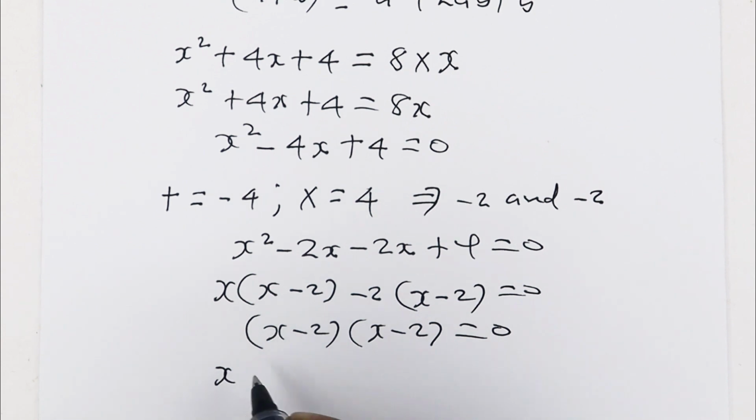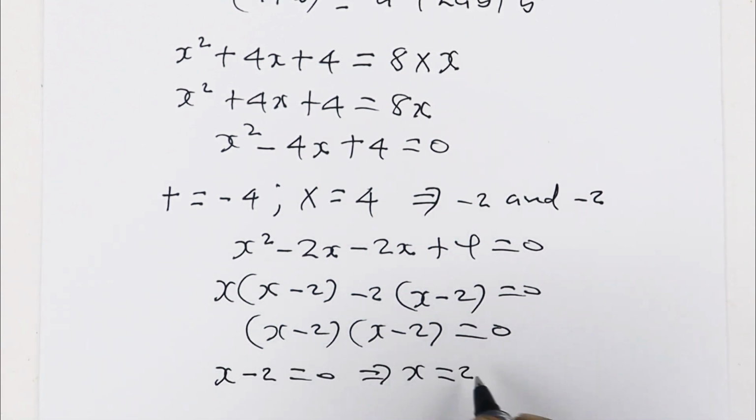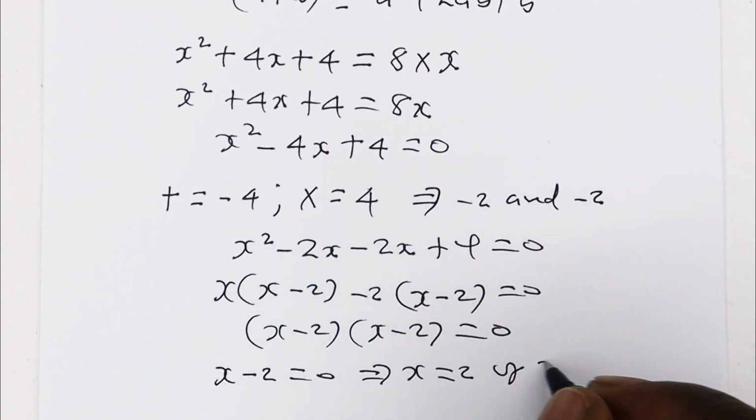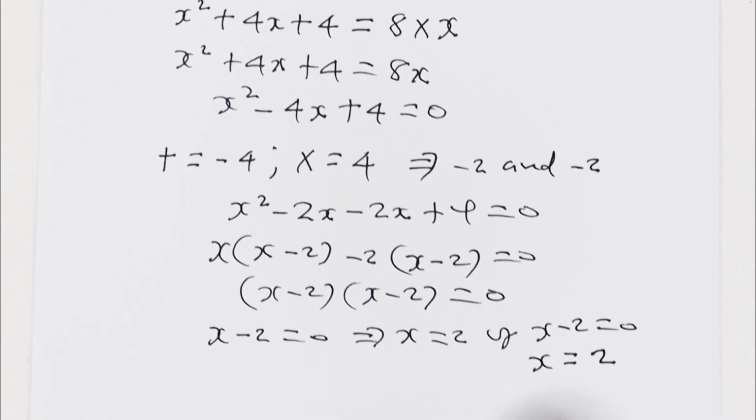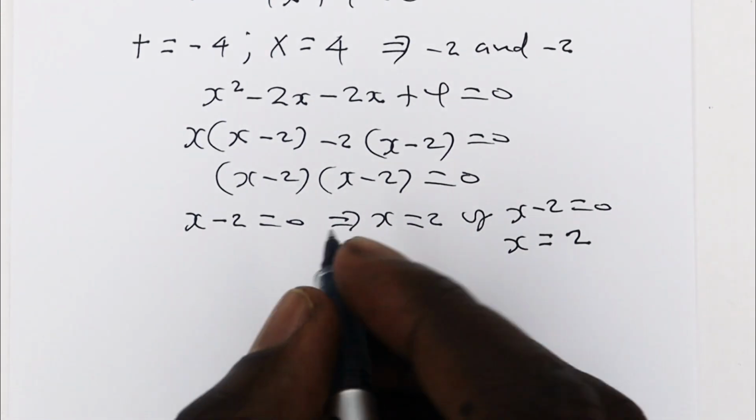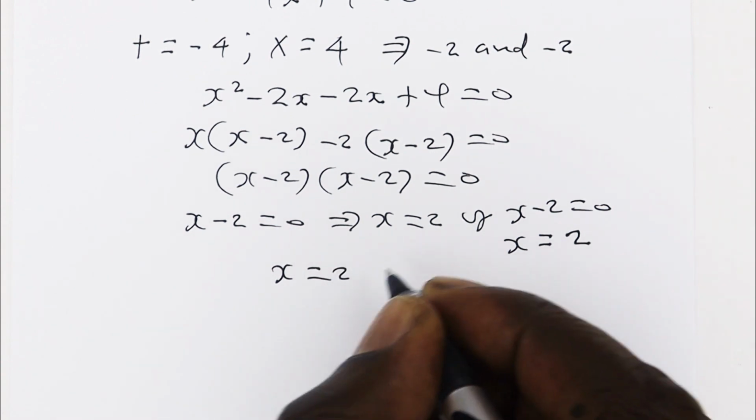It means either the first x minus 2 is equal to 0, so that x is equal to 2, or the second one, that is x minus 2 is equal to 0, so that x is equal to 2. So you have the two values of x, that is x is equal to 2 twice.